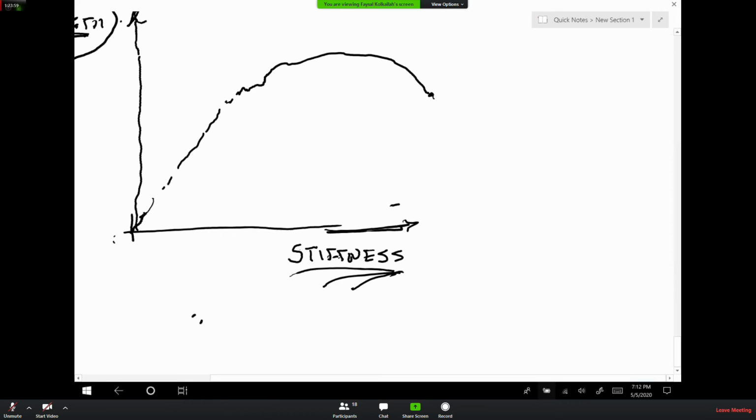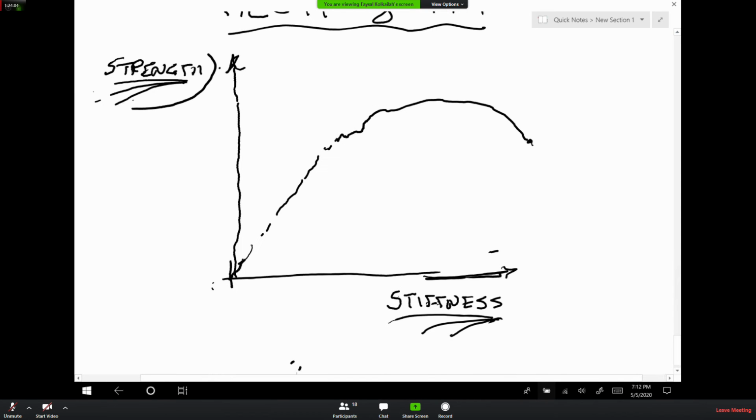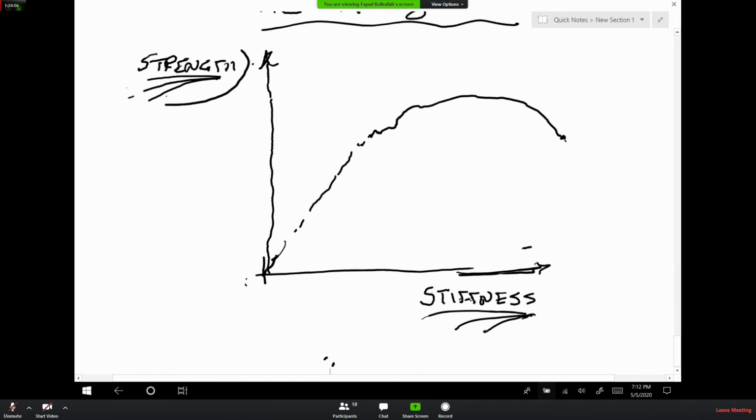and stiffness. So to call the class Strength of Material, you are really ignoring half of the curve.